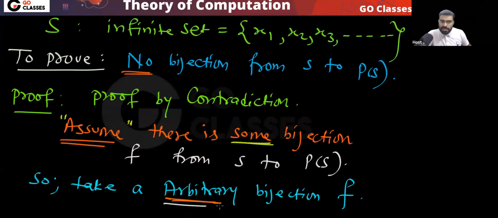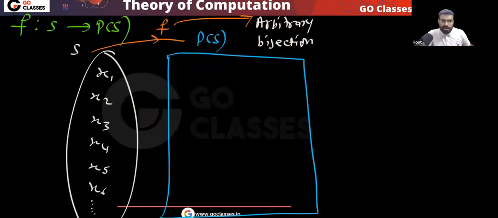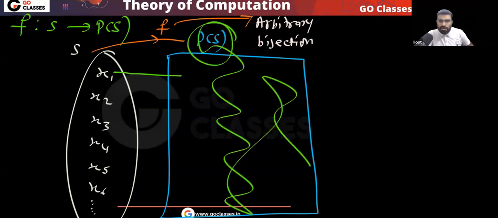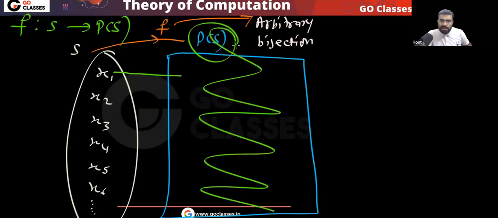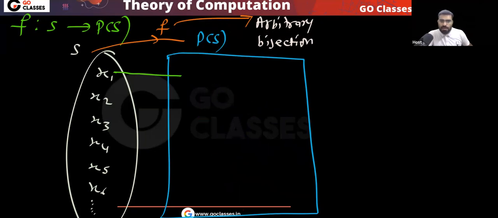Now you take an arbitrary bijection from S to PS. If this is a bijection, then what should happen? Each element should map to someone. Tell me, in this PS, what elements do you have? Every element is a subset of S. Agree or not? In this PS, every element is a subset of S.